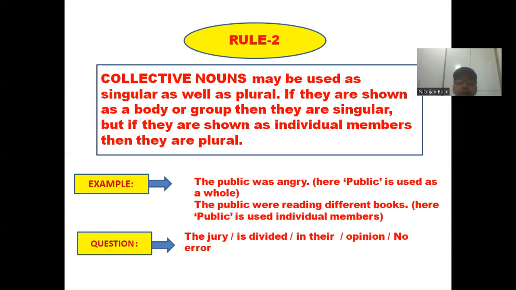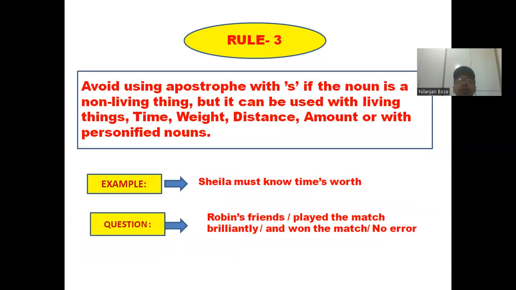Because without being plural, there is no difference in opinion. It should be more than one opinion. In this way, "is" will be replaced by "are". So in which part does the error lie? Of course, in the second part. Correct? Let us proceed to rule number 3.